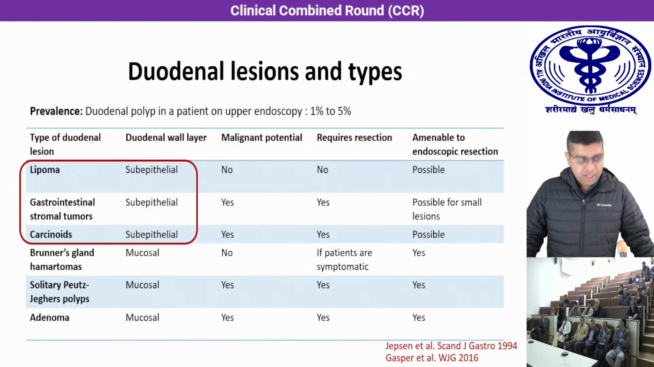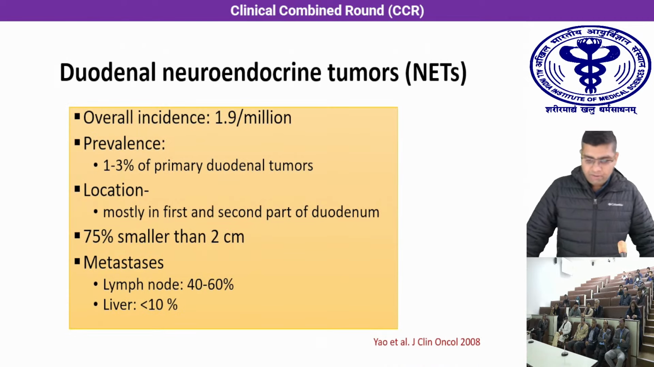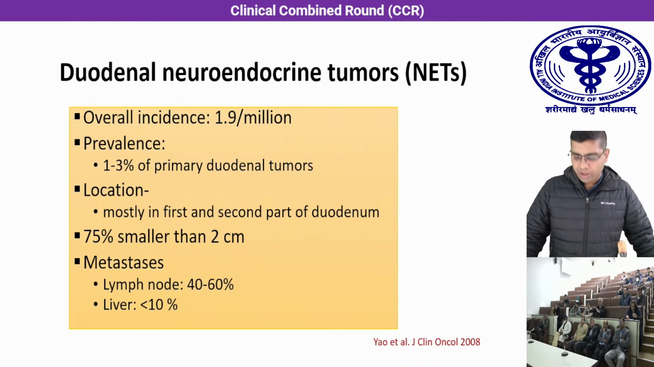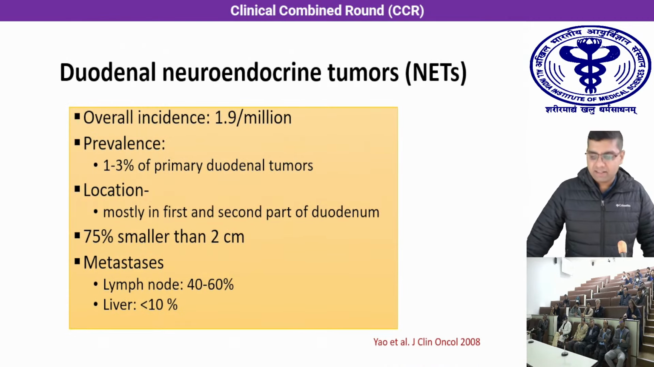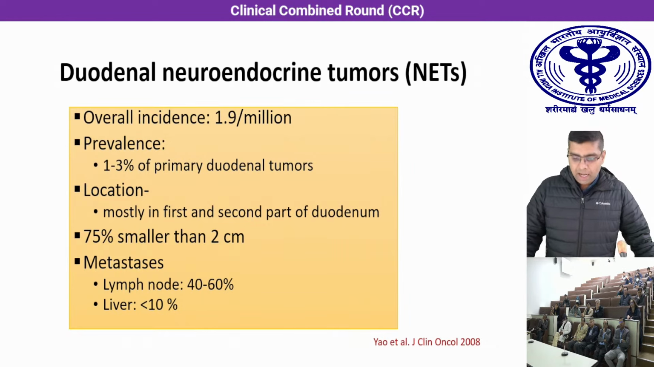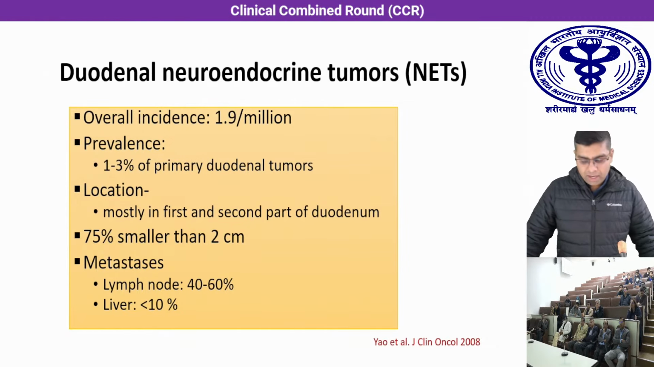Most of the lesions do require resection as they carry malignant potential, but lipoma and a hematoma can be left as such if they are not symptomatic. For duodenal neuroendocrine tumor, they have an overall incidence of 1.9 per million. Out of all the primary duodenal tumors, they constitute 1 to 3% and are located mostly in the first and the second part of duodenum.